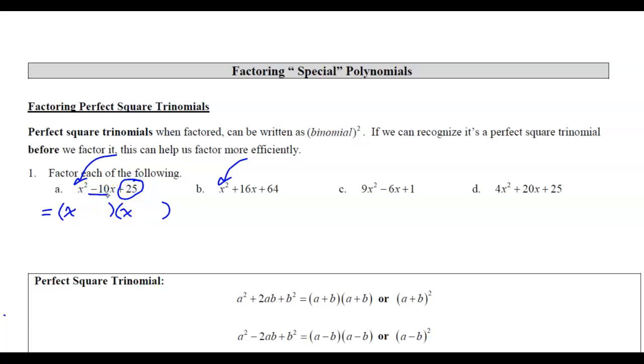Well, choices 25 and 1 or 5 and 5. 5 and 5, obviously, but both have to be negative so that they add to negative 10 and multiply to positive 25. Notice that those are the same factors, so we can show this as x minus 5 all squared, right? If you have a repeated factor, you can show it as a power.